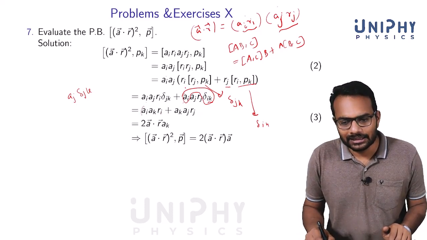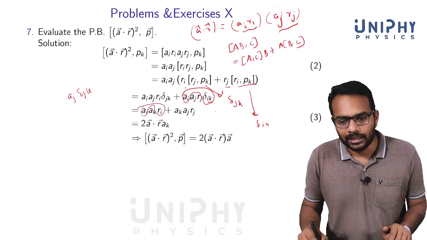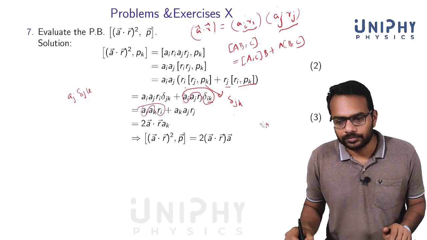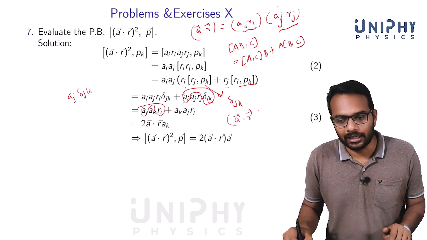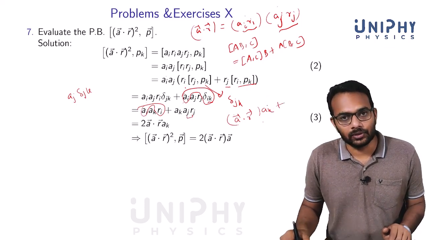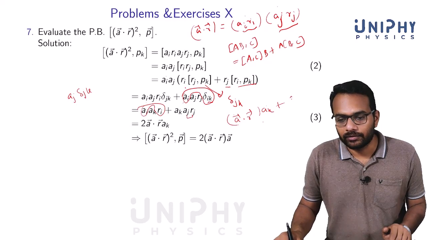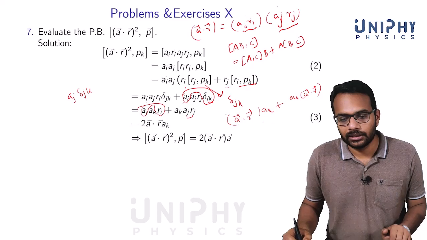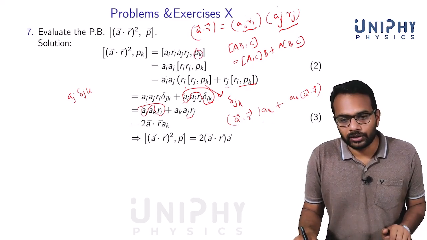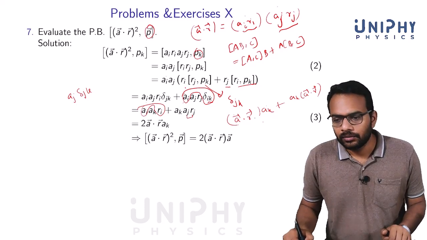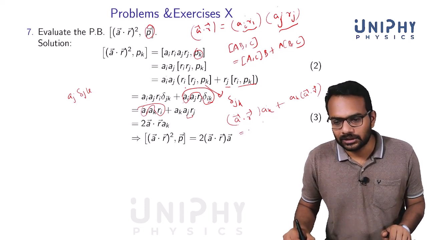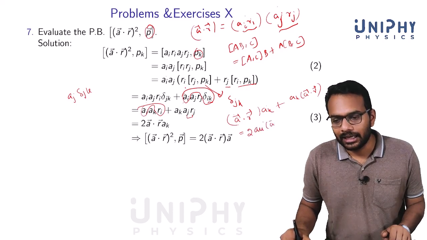And we see that this a_i r_i is again a vector dot r vector. Plus, here this a_j r_j is also a vector dot r vector. So you have got a_k (a vector dot r vector). All right. So remember, we have taken only one component of p vector. We have taken only one component of it. So we see that these terms are exactly the same. So this is equal to 2 a_k (a vector dot r vector).